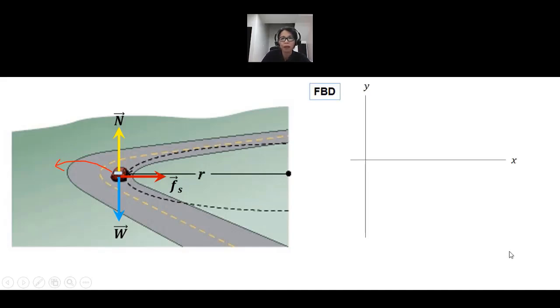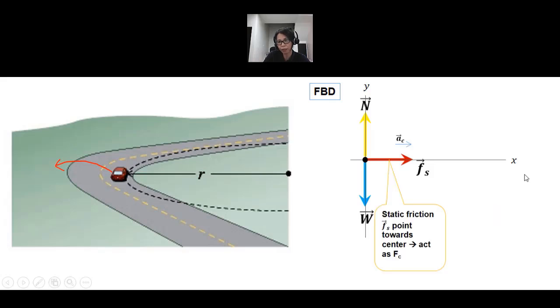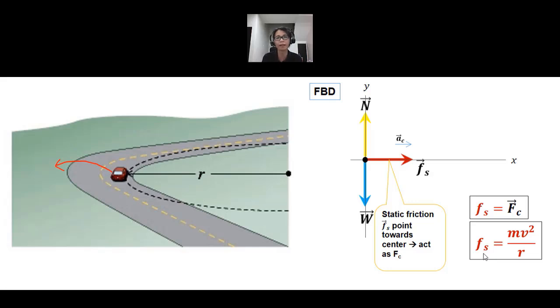Okay, so I draw the free body diagram. So I have weight, normal, and the static friction of the car is pointing towards the center of the circle. So you can see obviously the static friction that points towards the center will be our centripetal force, whereby the centripetal force can relate with the speed of the car, mv squared over r. Okay, so for a car moving around a flat curve, kita understood the static friction will be the force that provides the centripetal force that enables the car to move in a circular path.